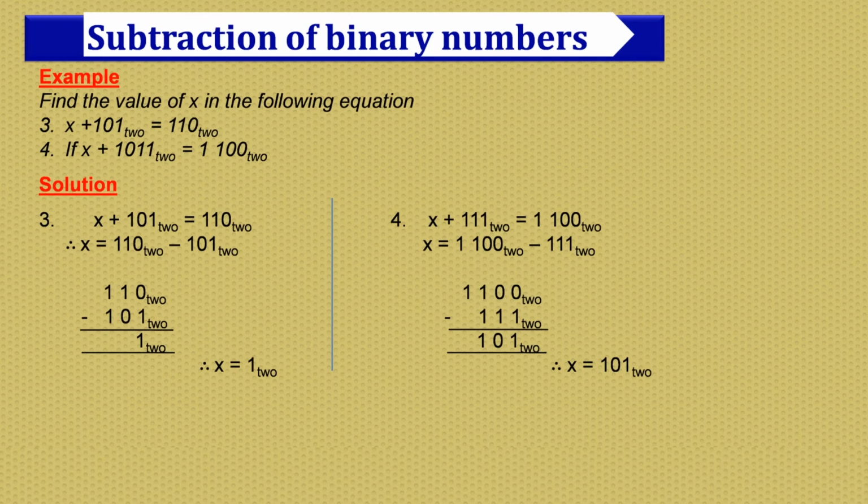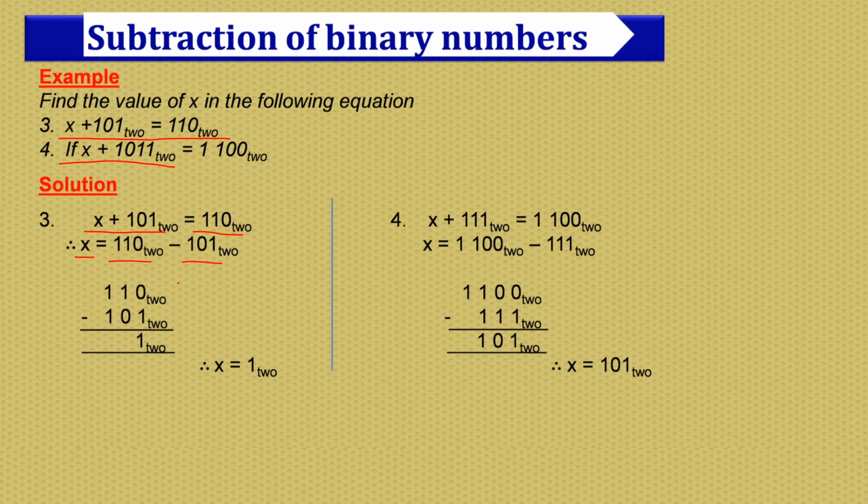These examples have a little twist, but what we are meant to achieve here is still subtraction of binary numbers. Question 3 says x plus 101 equal to 110. And then question 4 says if x plus 1011 equal to 1100, we are expected to find x in both questions. Now, x plus 101 is equivalent to 110. To find the value of x, we can take 101 from 110.